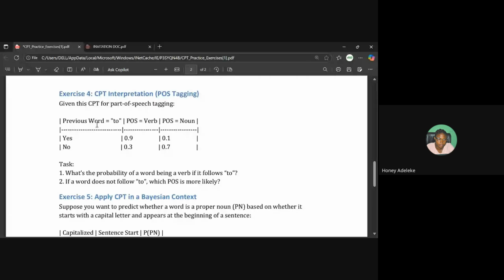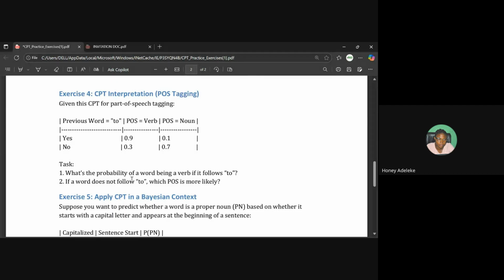Mrs. Kapaya has already done a huge task in explaining how to understand and interpret the table. So I'm just going to be throwing the questions to us. We already have the table, you can see it. From the table, what is the probability of a word being a verb if it follows to? It is 90%. Very correct, very accurate. Yes, it is 90%. Is there anyone confused about how we got 90%?